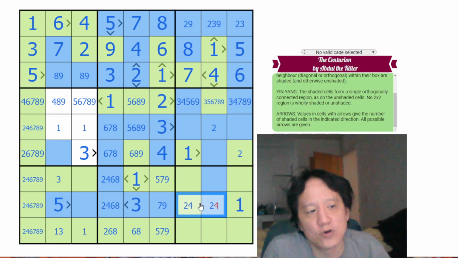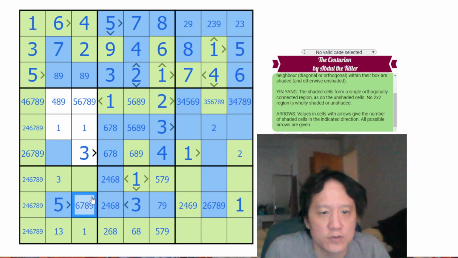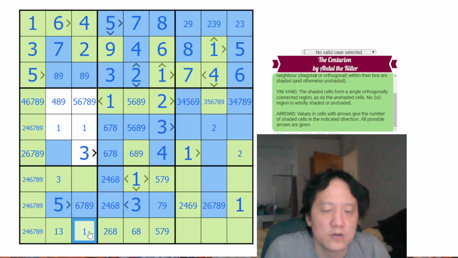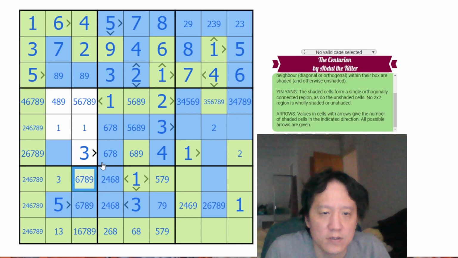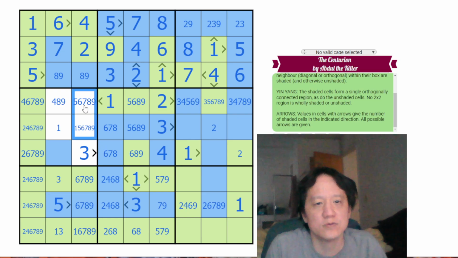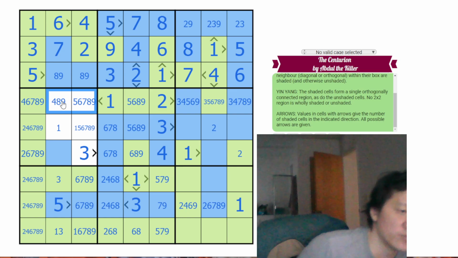This is 2, 4, 6, 7, 8, 9. So 2, 4 here. So this is 5, 6, 7, 8, 9. No, 5. This is 6, 7, 8, 9. This is 1, 5, 6, 7, 8, 9. 5 is one of those 2. So one of these is shaded. The other one is not.